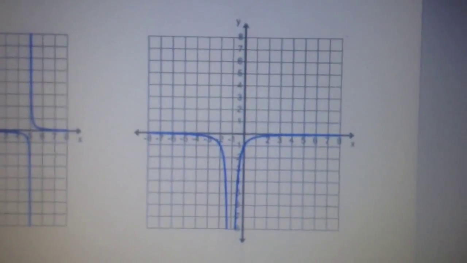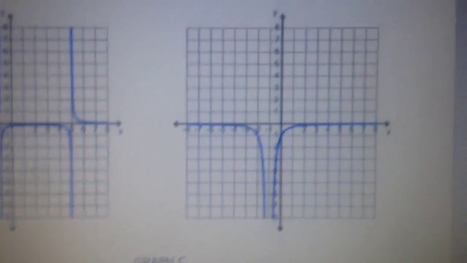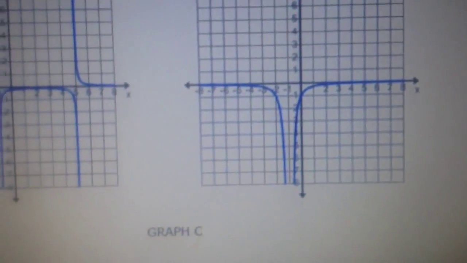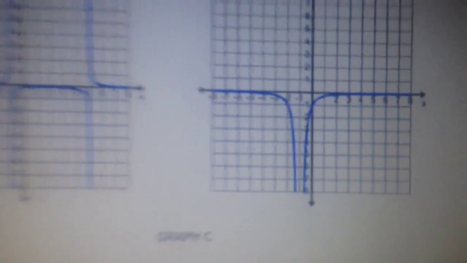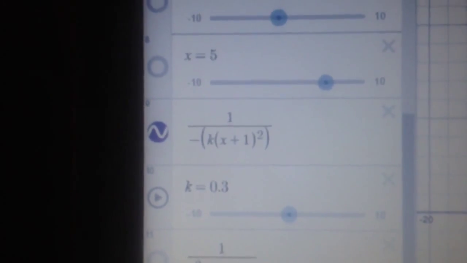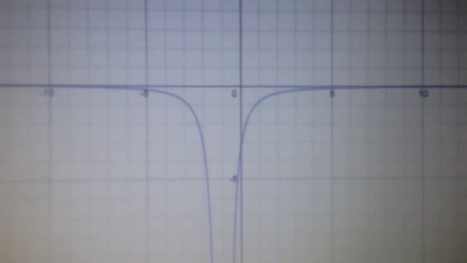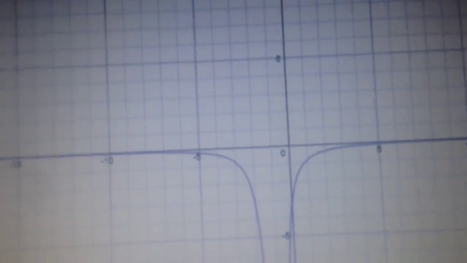So next we're going to look at graph B, and with this graph we can see that it is also a reciprocal function, and it looks like it has an asymptote at the equation x equals -1. So the equation of f(x) equals 1 over negative k times (x plus 1) squared is similar to this and almost fits it exactly, because both of them do not touch the x-axis, so they have no intercepts, as well as they have a vertical asymptote at x equals -1.